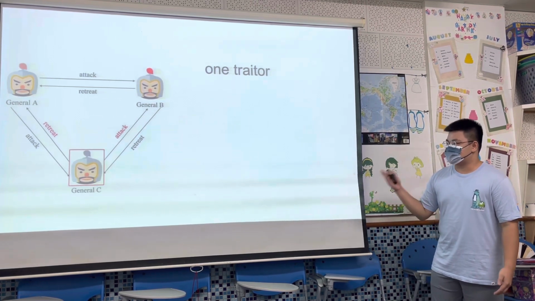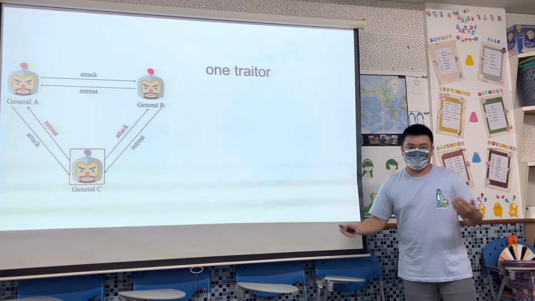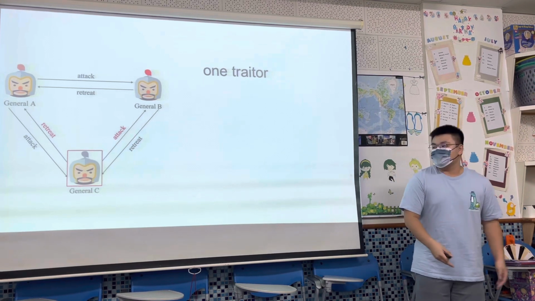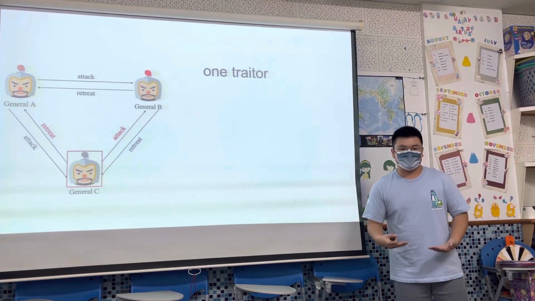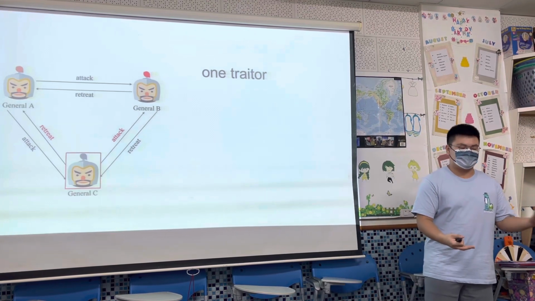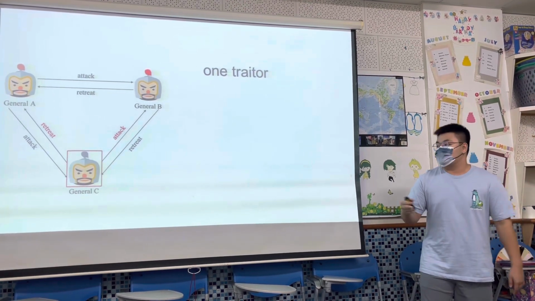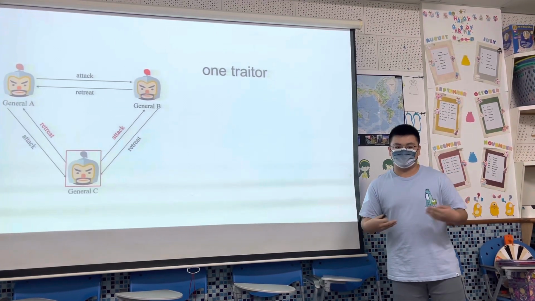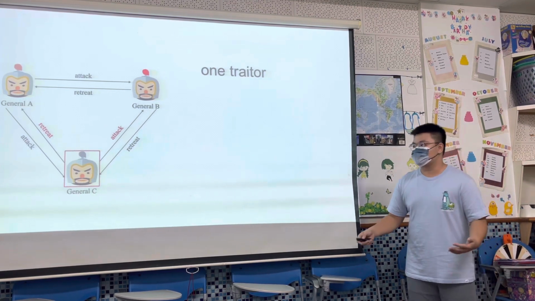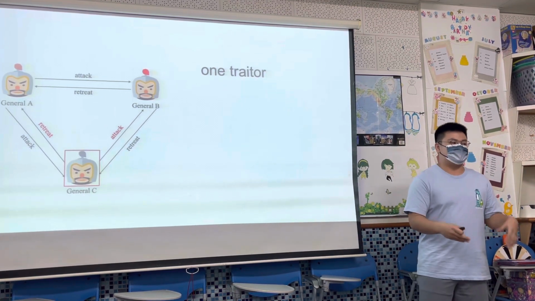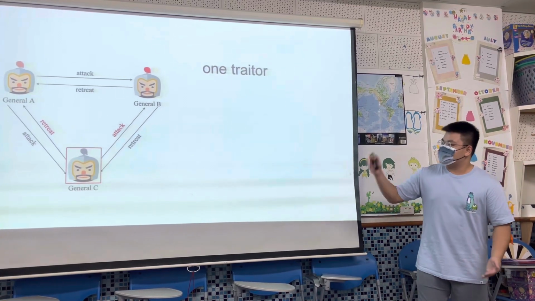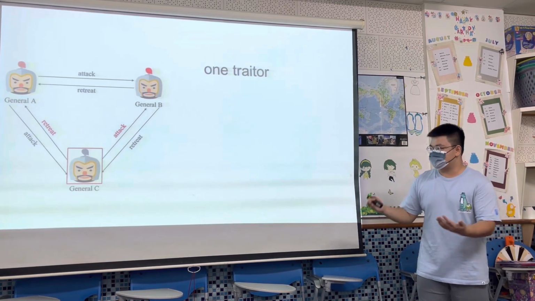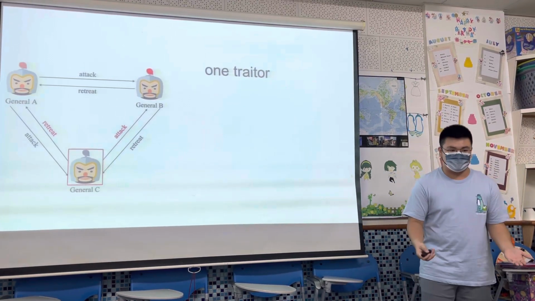In this condition, General A wants to attack the enemy. However, General B wants to retreat. In this case, if General C chooses to attack the enemy, they will attack the enemy together, right? But if General C chooses to retreat, they will also retreat together. That's for sure. However, don't forget, today General C is a traitor, which means he told General A that they will retreat, but he told General B that they will attack the enemy.